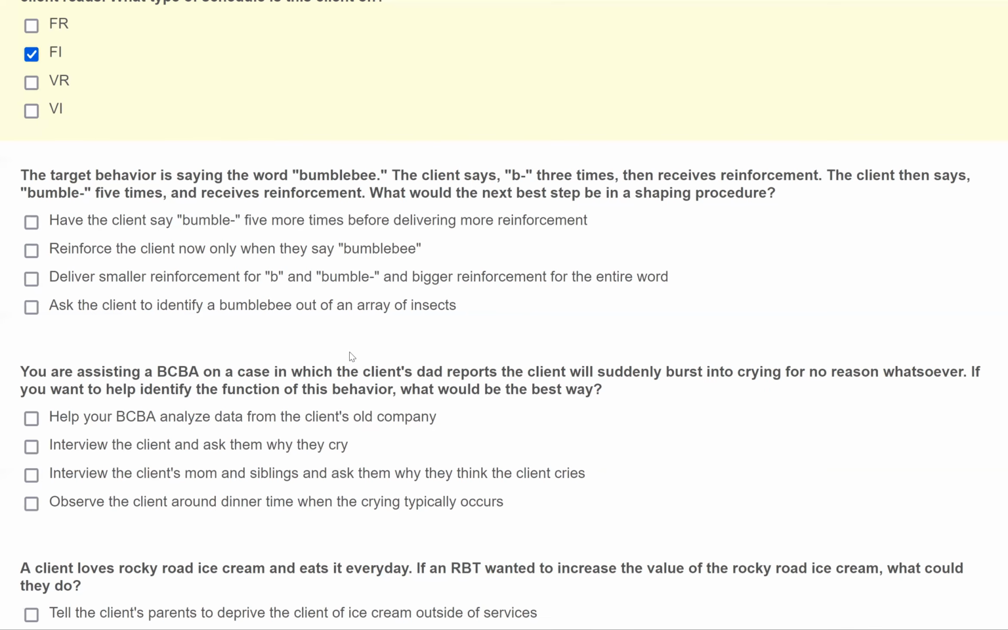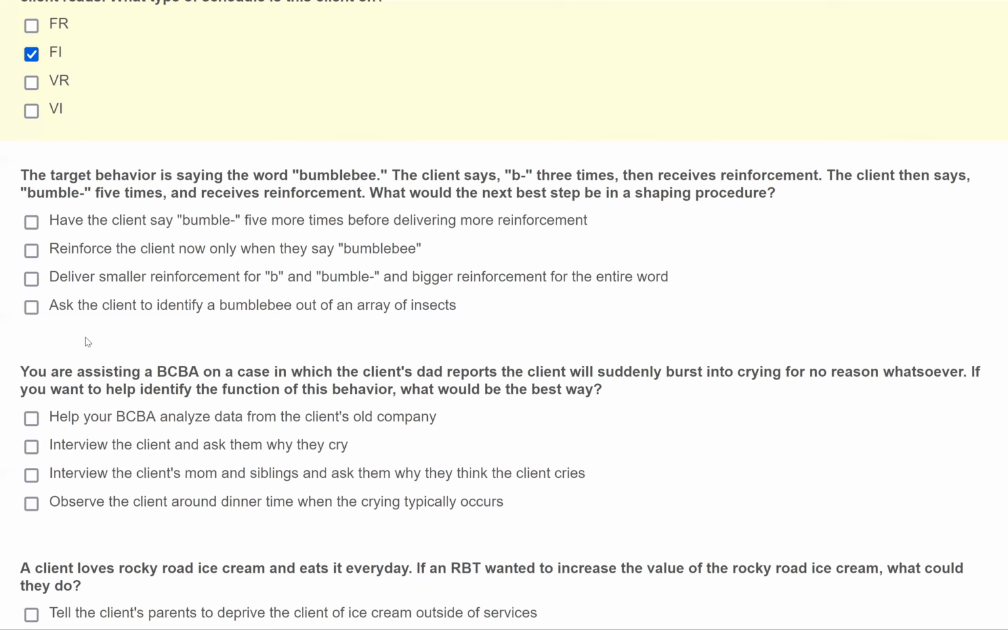Now, technically, this could be a strategy, but it's not going to be the best step first. First, we want to see, can we just get the bumblebee, right? We don't want to necessarily strengthen buh and bumble in this context because we're really looking for that word bumblebee. So C is technically a strategy, but it's not better than B.